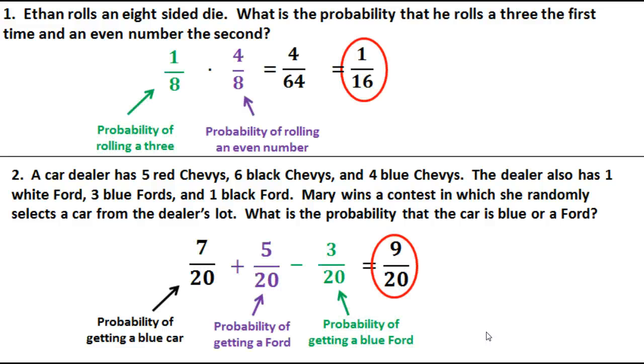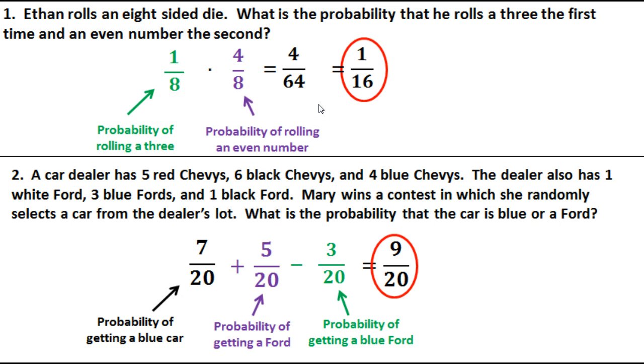Okay, and here are our answers on these, and again we have some duplicates here that we need to account for. Now this one was a little bit tricky. This was a little bit different. This one asked the probability that Ethan rolls a 3 first, then he rolls an even number. So this is two different events that occur. And because they're two different events, we're going to multiply those two together.